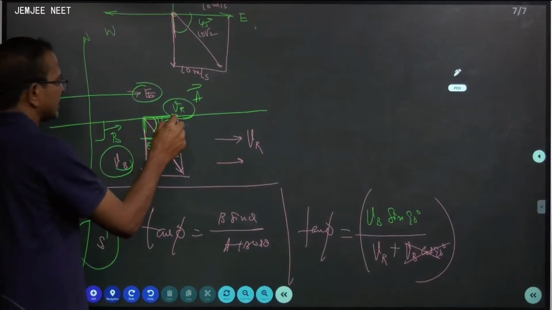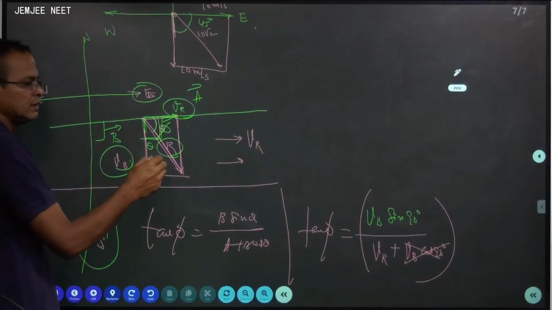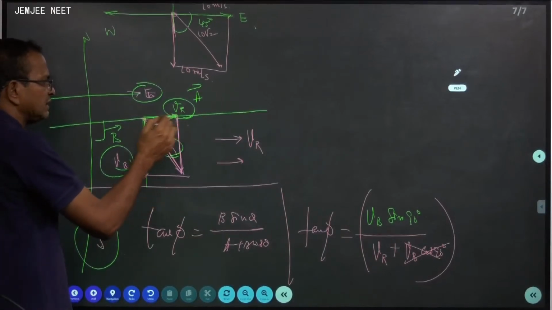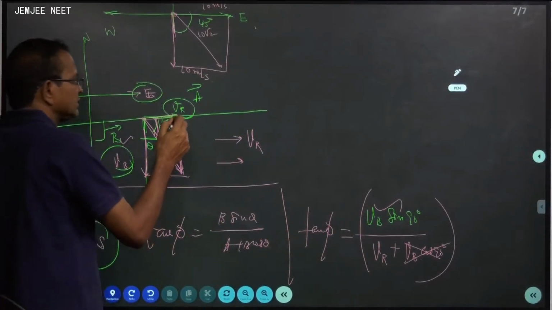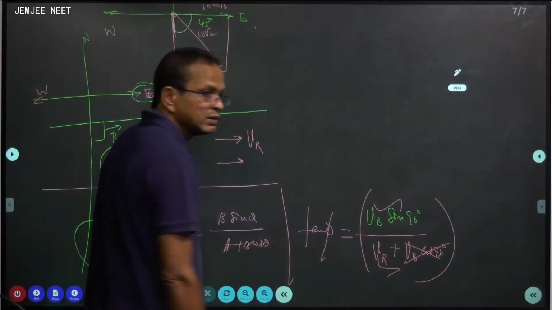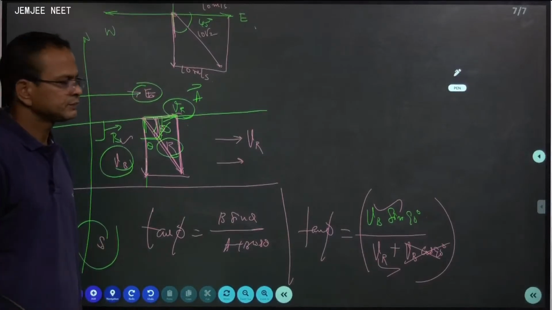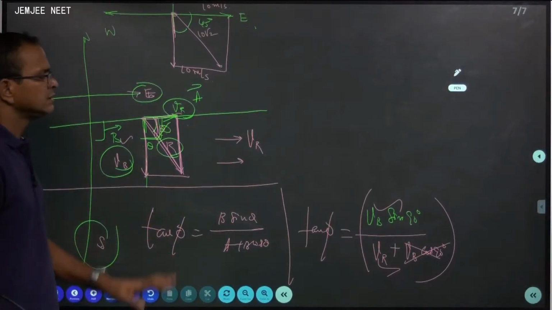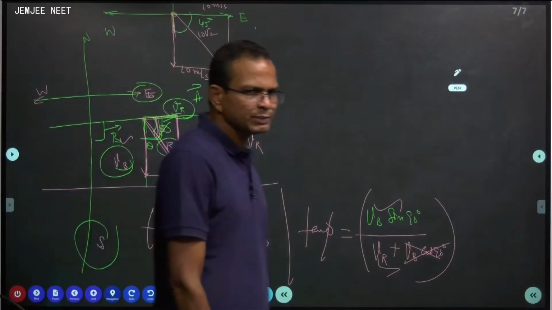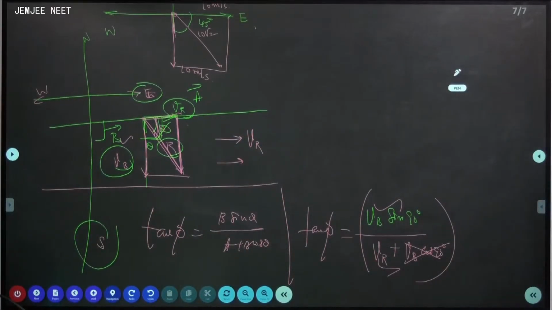After all, it is a rectangle. Tan phi is given by opposite by adjacent. Opposite is the boat, adjacent is the river. You can do that provided the angle is 90 degrees like this. I hope you understand. Resultant: when two velocities are acting, what you calculate is the resultant.